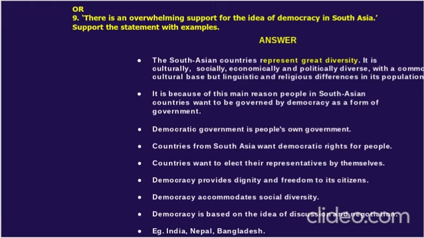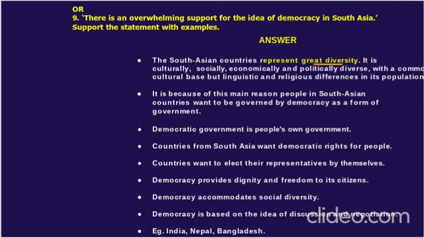Now, we have an or also in this question. So the second one is, there is an overwhelming support for the idea of democracy in South Asia. Support the statement with examples. Now they are telling that in South Asia there is very high support given to democracy. Why? Now, South Asian countries are represented with great diversity. There is a huge diversity in South Asian countries, with various cultural, economic, political, and social interactions, and everything is diverse there. And there is a common cultural base, but there are linguistic and religious differences as well.